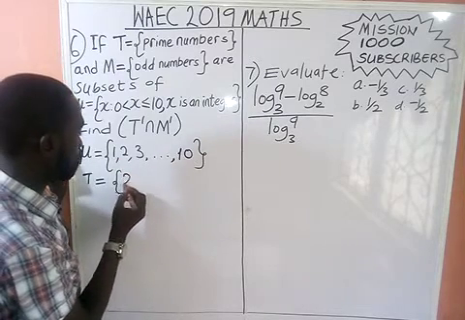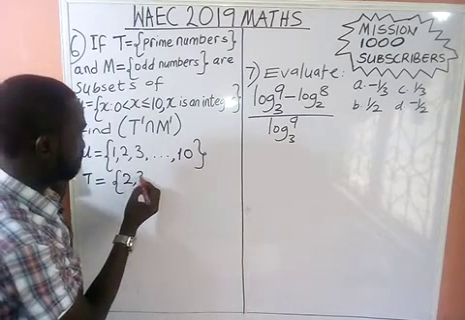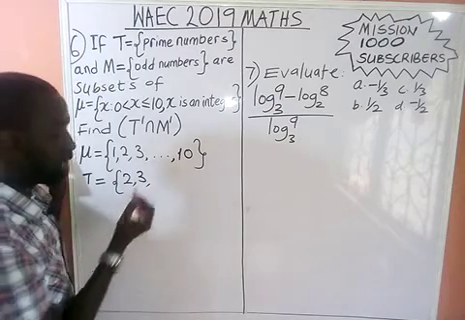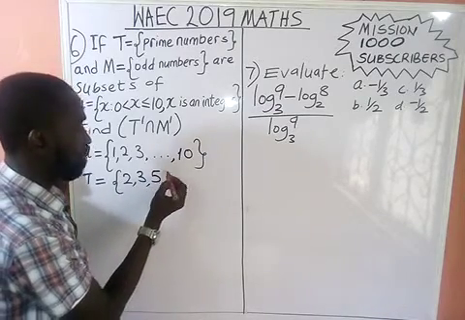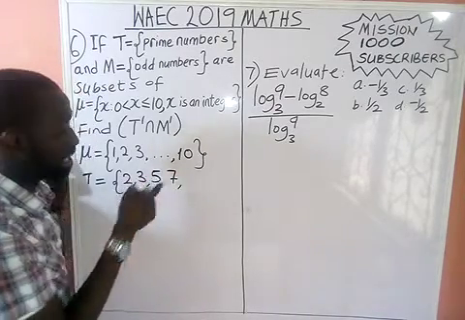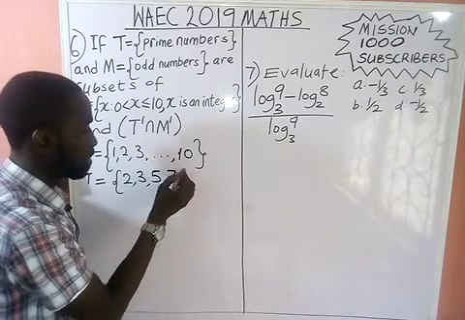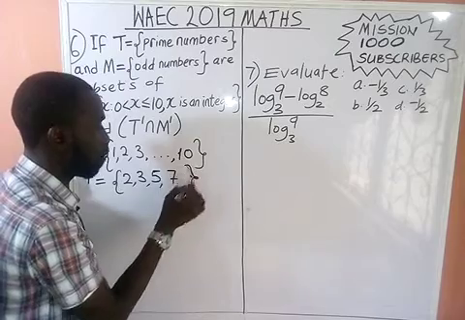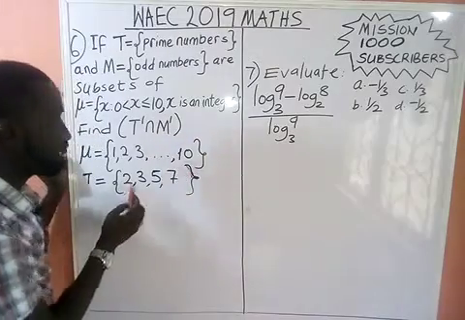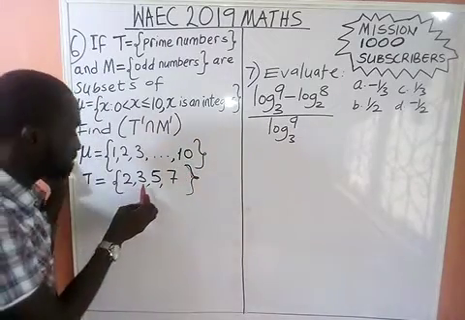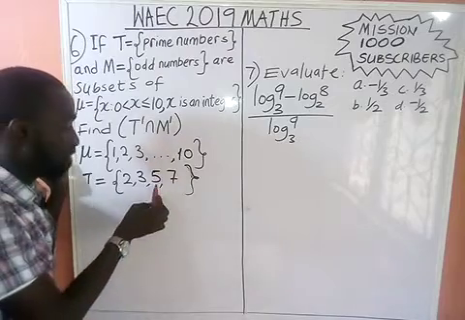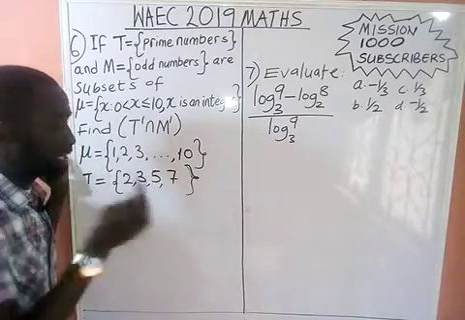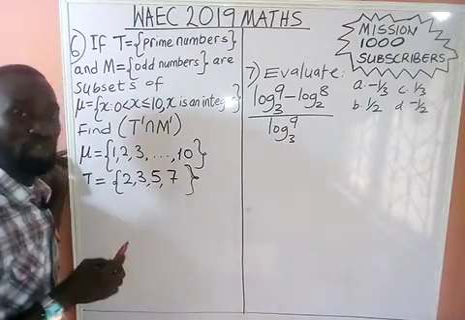So let us list the prime numbers that can be found between 1 and 10. The first one is 2, we have 3. Which other one, class? We have 5. Which other one? We have 7. And that's all. We can't have 9, we can't have 10. So these are numbers that are divisible by themselves and 1. It is only 2 that can divide 2 and 1, only 3 that can divide 3 and 1, only 5 that can divide 5 and 1, and only 7 that can divide 7 and 1.